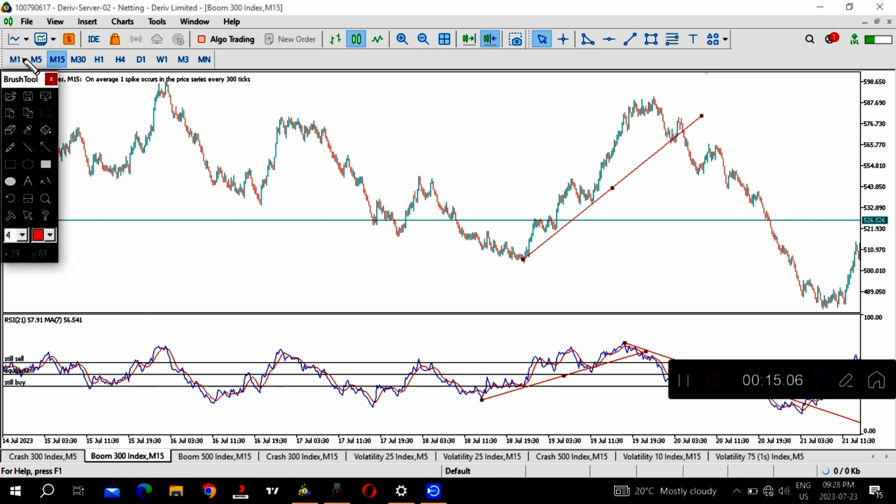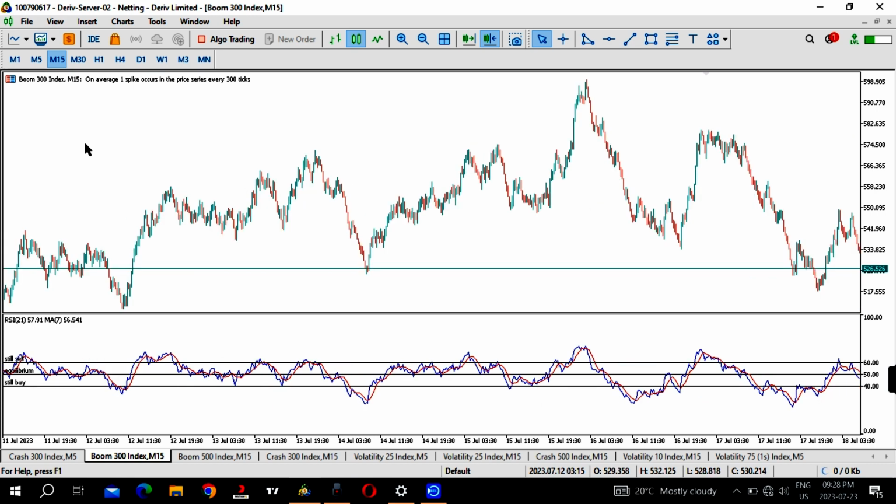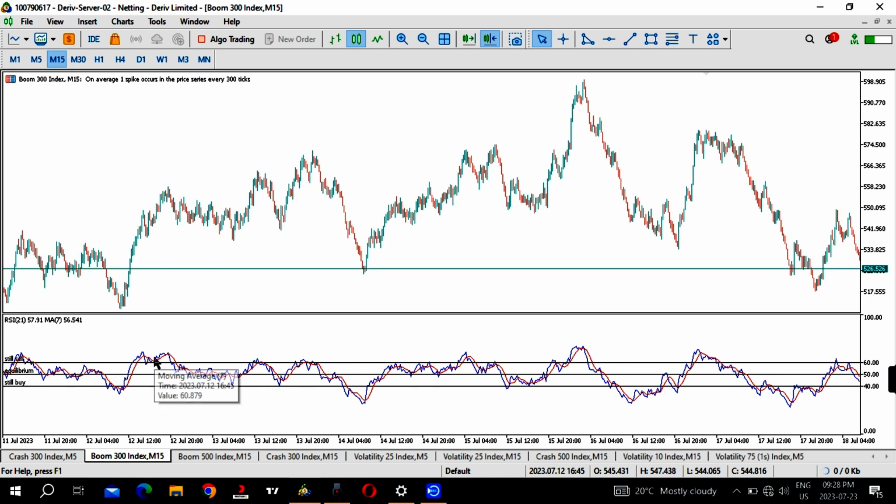It's quite simple, guys. Let me remove this. So that's how you use this. Whenever it respects the level 60 and crosses over, you take your entry. That's for the entries part.